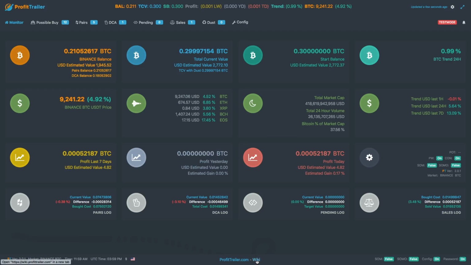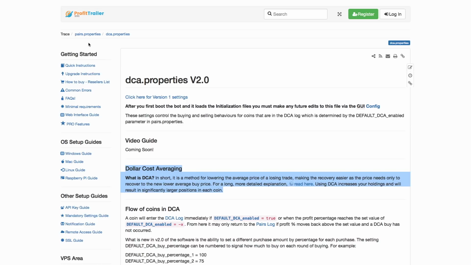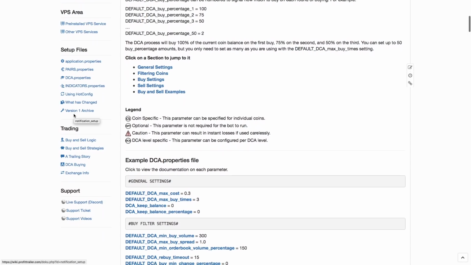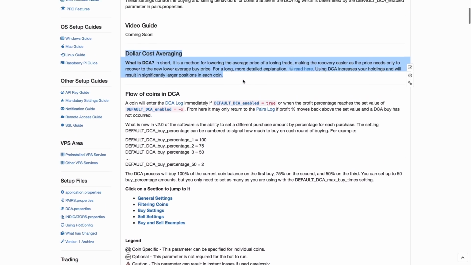You can click it down here at the bottom of your monitoring page, or you can just go into your web browser and type in wiki.profittrailer.com. It doesn't bring you straight to this page, but when it does bring you to the start page of the wiki, you can just go down this left-hand column here, find the setup files area, and click on DCA.properties. That will bring you to this page here.